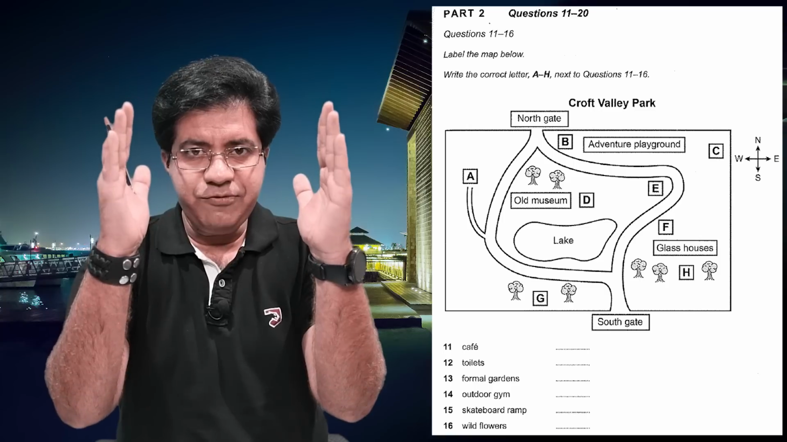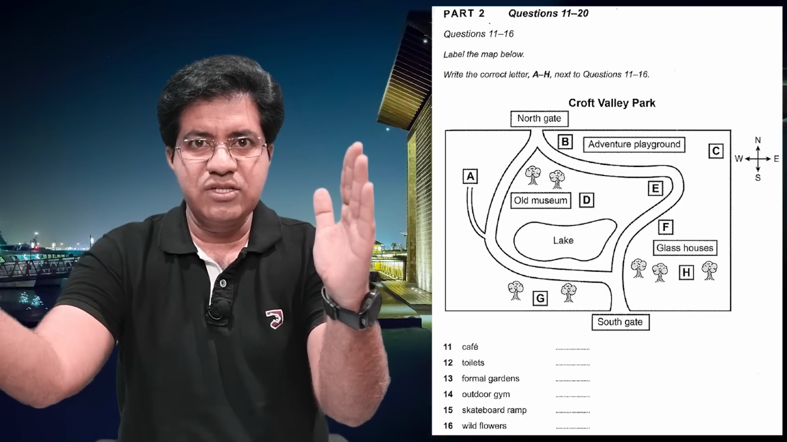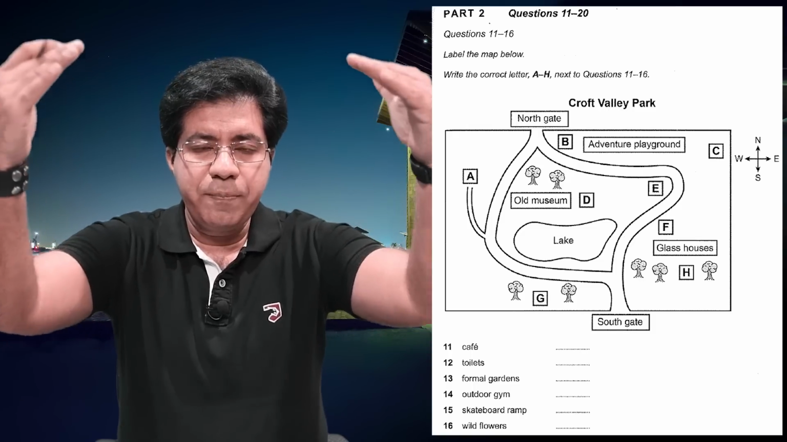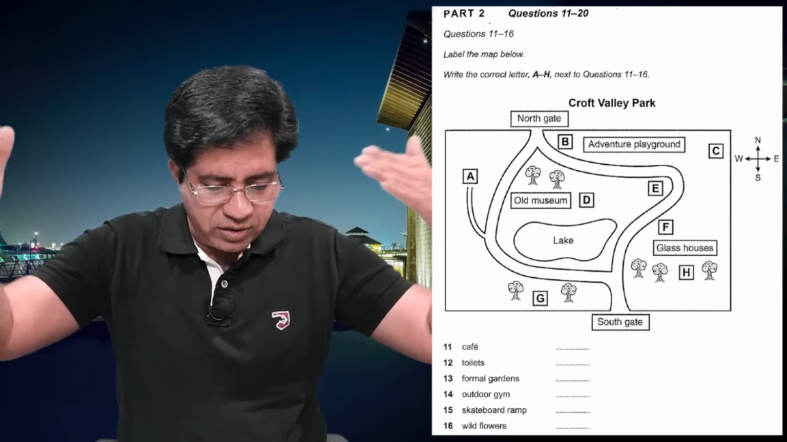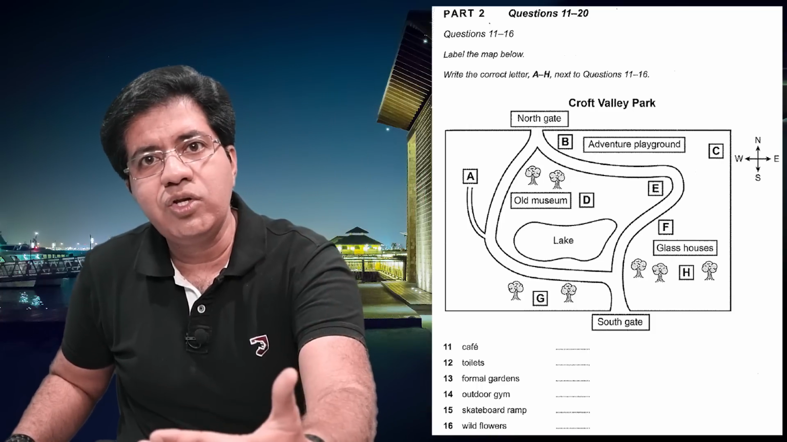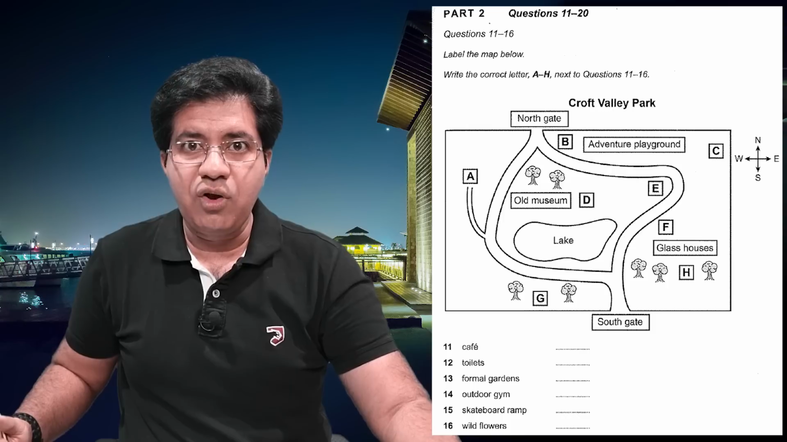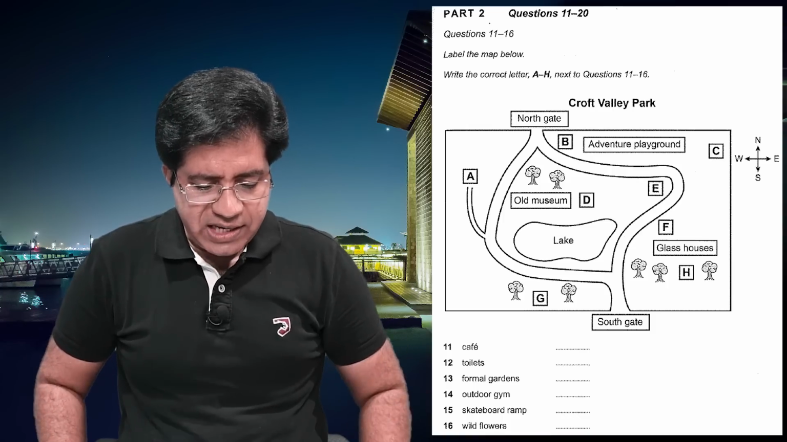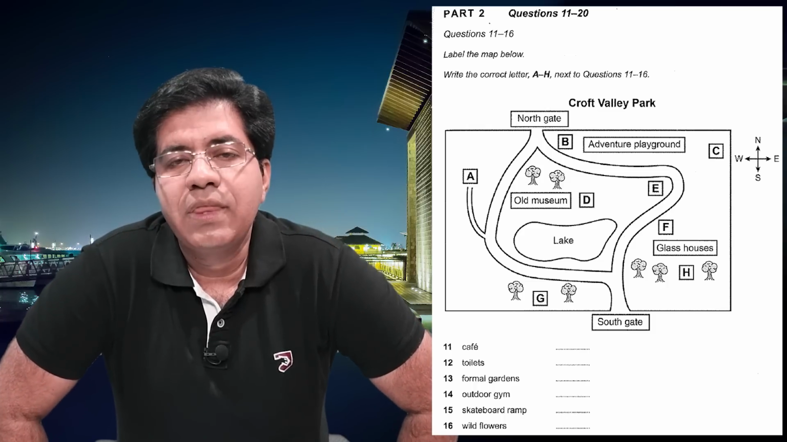When the map is in front of you, this is right, this is left, and then top and bottom. So east, west, north, south. Okay, if you enter from the north gate, it is on your left. If you enter from the north gate, it is on your left, very close to Adventure Park. That is going to be option B.